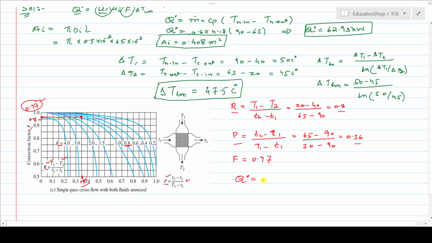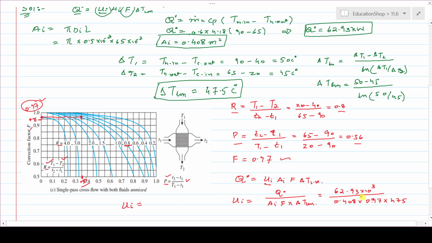Now we know that Q dot is equal to Ui Ai times the correction factor and the log mean temperature difference. Let's rearrange this equation for Ui, so I can say that Q dot is equal to Ui Ai F multiplied by the log mean temperature difference. What is Q dot? That is 2.93 kilowatt, in other words, 2.93 multiplied by 10 to the power 3, the internal surface area 0.408, the correction factor is 0.97, and the log mean temperature difference is 47.5 centigrade. Simply solve this on a calculator and you will get the overall heat transfer coefficient for the inside surface.